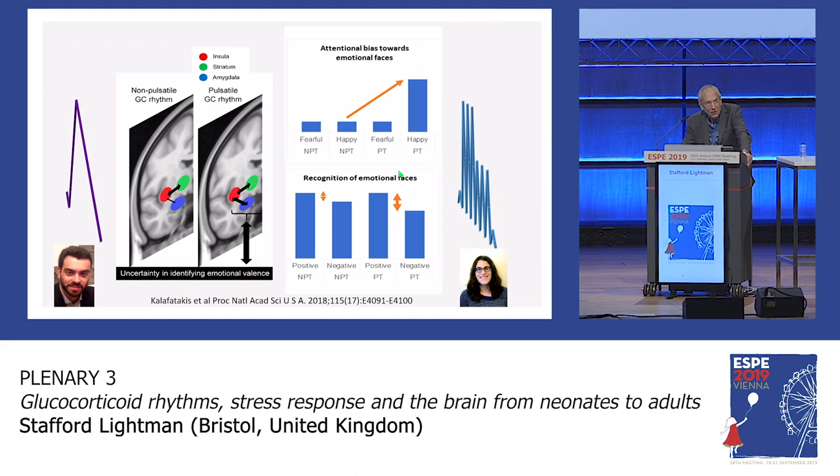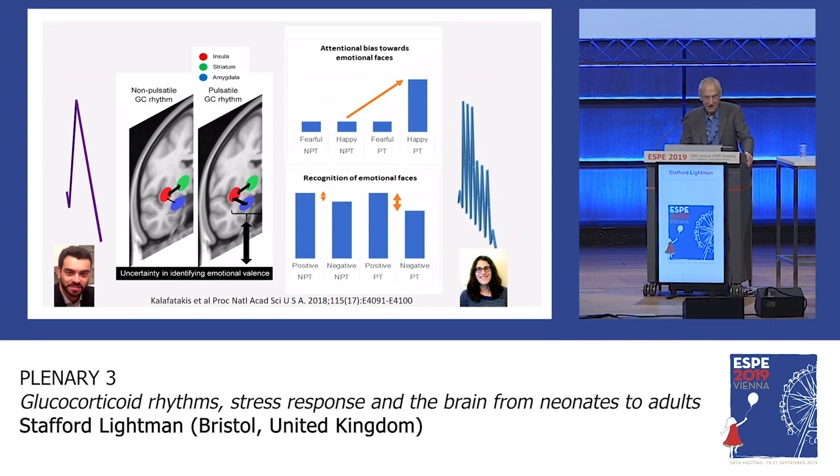Similarly, recognition of emotional faces, so you can show people lots of different faces, and they're morphed, so you're not quite sure, is it happy, is it sad? If we look at that, we can see that the patients on the smooth infusion, really, they don't have a particular bias for negative or positive faces. But interestingly, the patients on the pulsatile cortisol tend to recognize negative faces less well. And interestingly, these changes are just the changes you see when you give antidepressants to people, either to normal people or people who are depressed. So this is a really significant change.